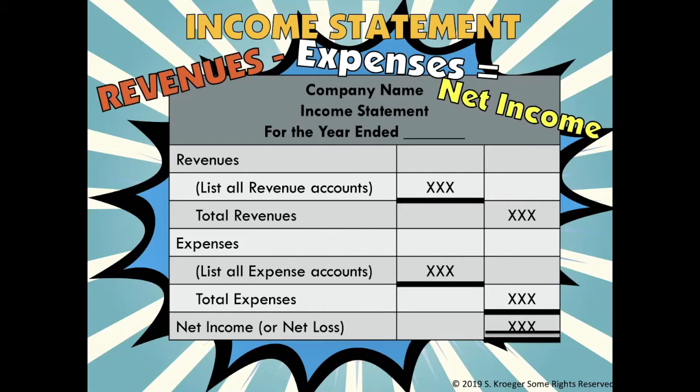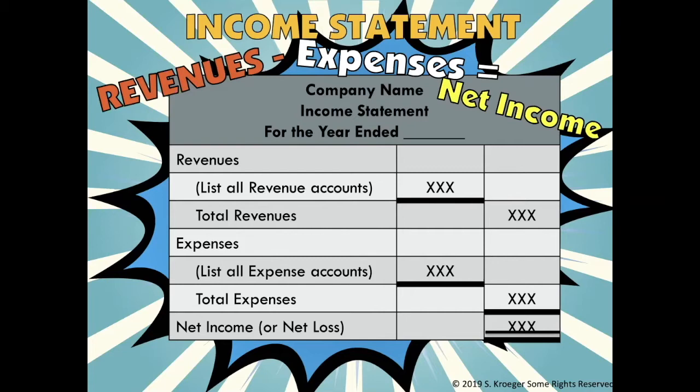Usually there aren't too many revenue accounts. Most businesses only have a few revenue streams. You would list all your revenue accounts, put in the totals on the left-hand side, and then total it on the right-hand side. Next, list all of your expenses. Most businesses have a lot of expenses. There would be more expense accounts than revenue accounts. I've seen small businesses with only a handful of expense accounts and larger businesses with 100 expense accounts.